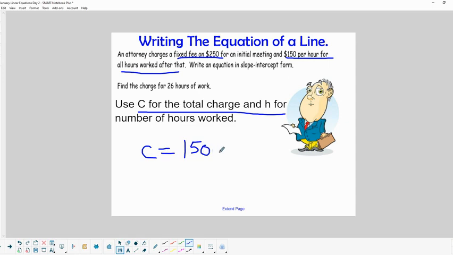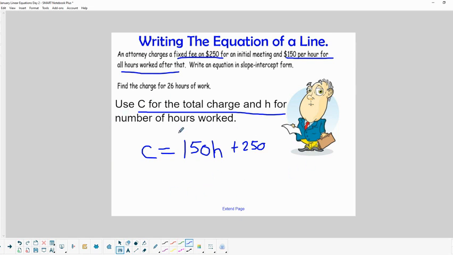150H, and then he charges a fixed fee just to talk to him of $250. Because if you're going to talk to him for free, he could be talking to somebody else for making more money, so he's got to charge you some. So lawyers can be kind of expensive.